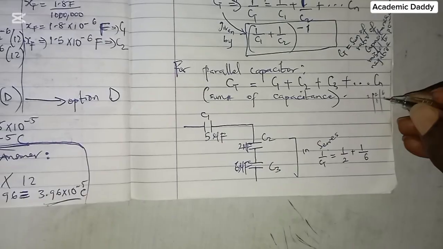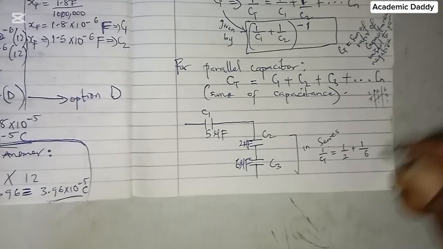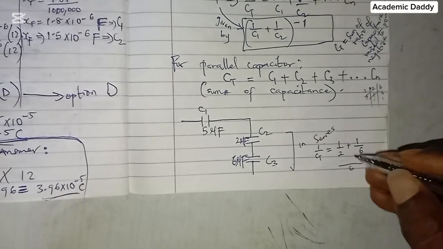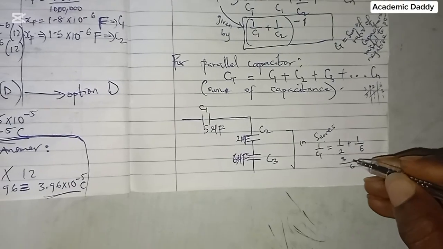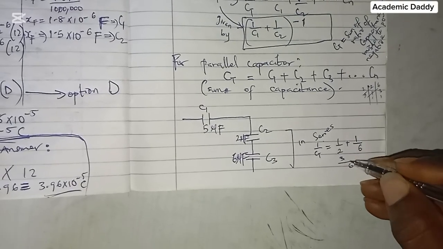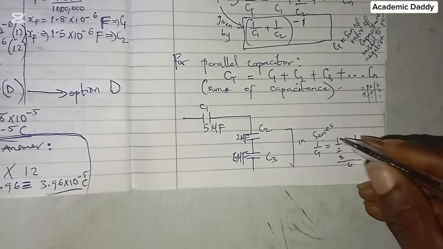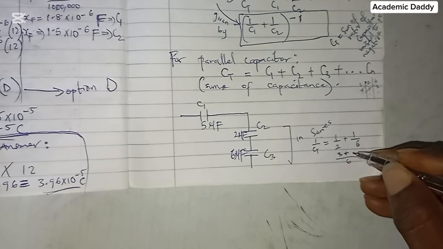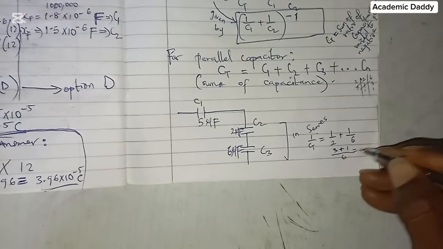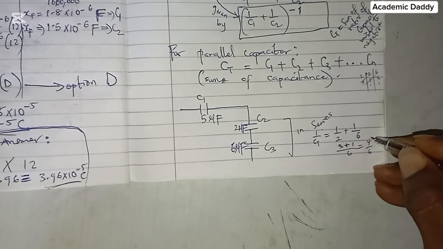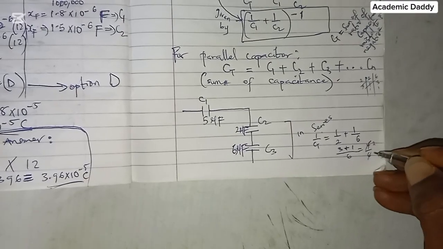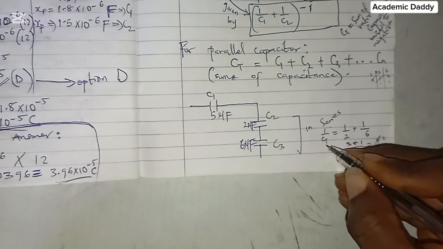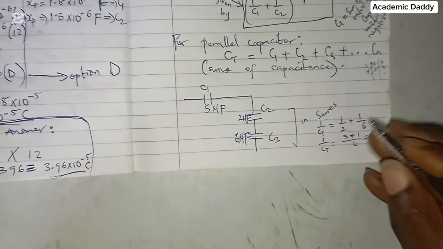2 here, 1, 3, 3, 1, 1. So you have 6 here. So you can now see 6 here, 3 times 1, 3, plus here 6 here, 1 times 1, 1. So 4 over 6. And you know that 2 can go here to get 2, 2 can go here to get 3. So I now have 1 over CT is equal to this.